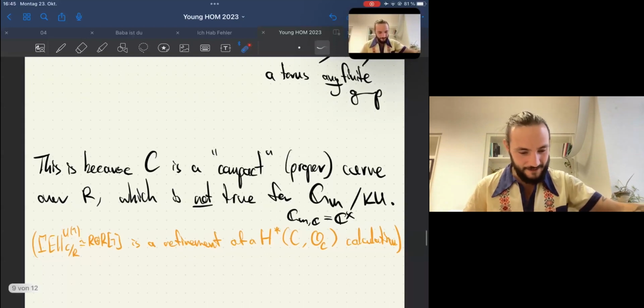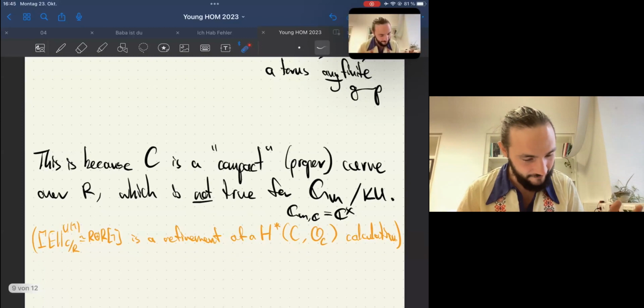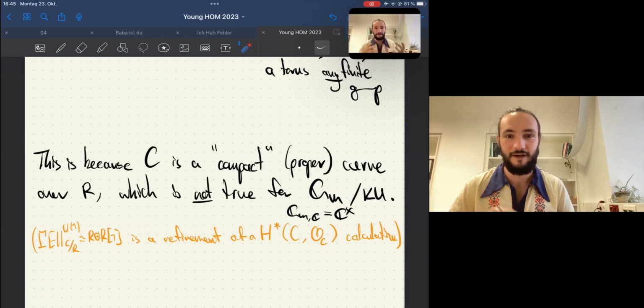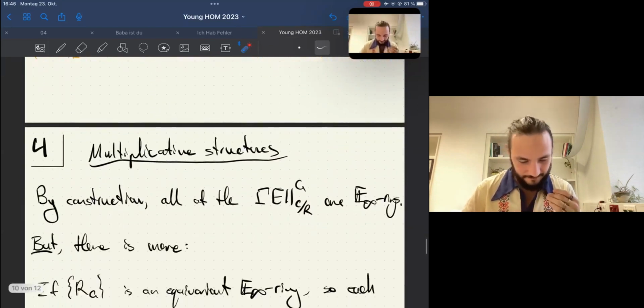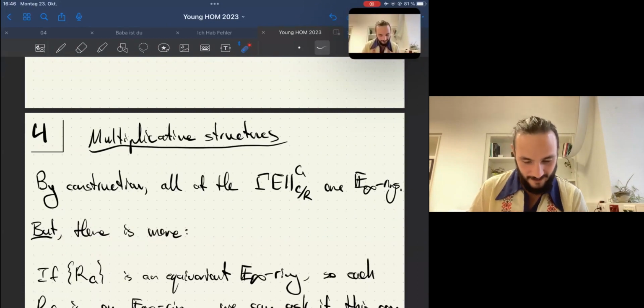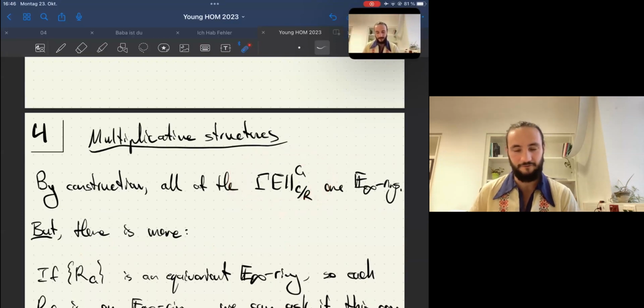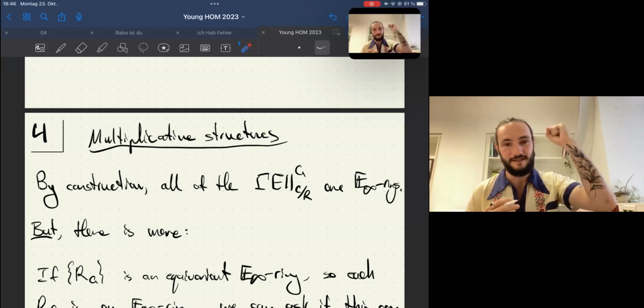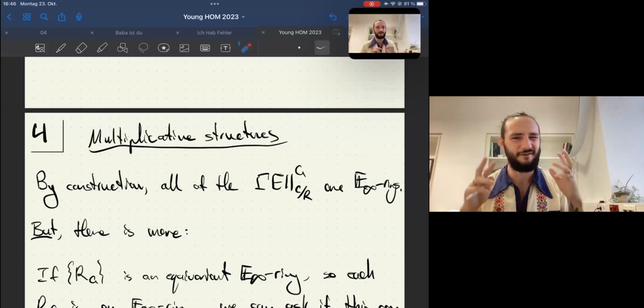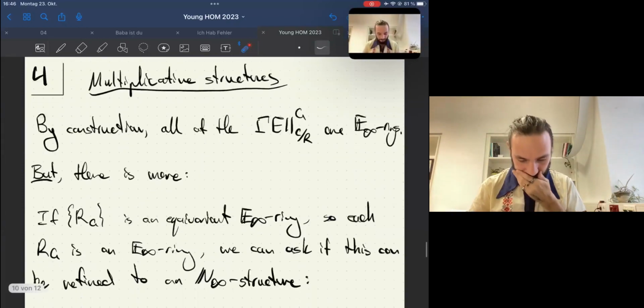Okay, but since I have five or so minutes now, I want to just briefly mention these equivariant multiplicative structures. I'll go a little bit quick through this, but feel free to ask questions. By construction, we've got all of these E infinity rings for all compact abelian G. But we could ask if there's more. At the moment, there are only E infinity rings at each G fixed point. We can ask if there are somehow E infinity structures or power operation structures between them.